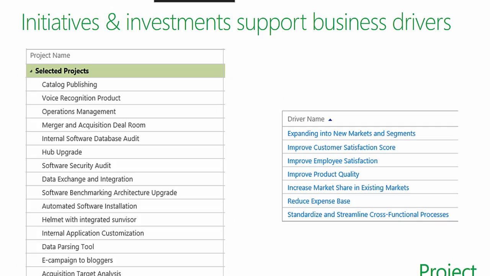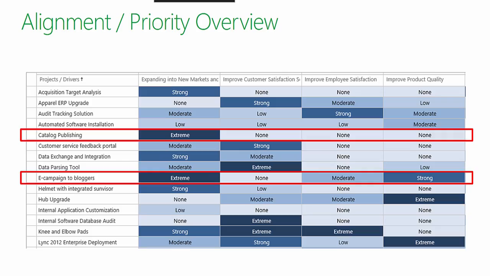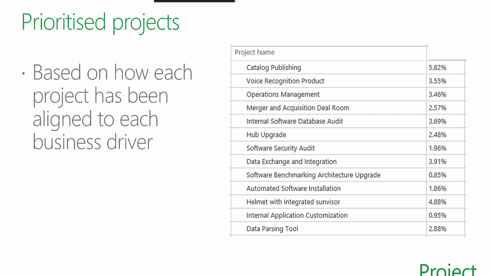From there, what we end up with is a list of selected projects, and then they are all aligned to the various different drivers, and we rate those using a simple scoring method around none, low, moderate, strong, and extreme. From there, we can actually get a kind of heat map view of that, so we can see how each project on the left is aligned to the business drivers that are going across the top. So we end up with a list of prioritized projects. On the right hand side, we've got our project list and prioritize, and that'll be normalized out to 100% as well. And they're based on how each project's been aligned to each business driver and the relative weighting we've given those. Business drivers can also be weighted.